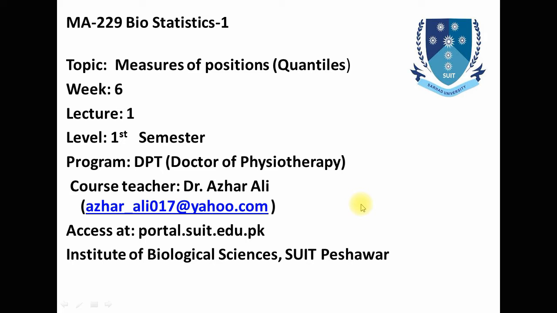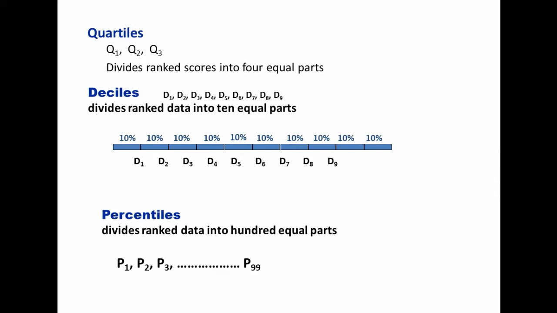Quartiles are the numbers which divide the data into four equal parts. These numbers are called quartiles: Q1, Q2 and Q3. Q1, Q2 and Q3 are the numbers which divide the ranked data into four equal parts. Similarly, deciles are the numbers which divide the ranked data into 10 equal parts: D1, D2, D3, D4, D5, D6, D7, D8 and D9.